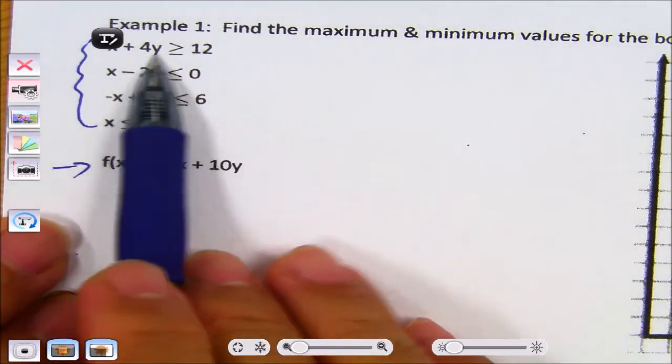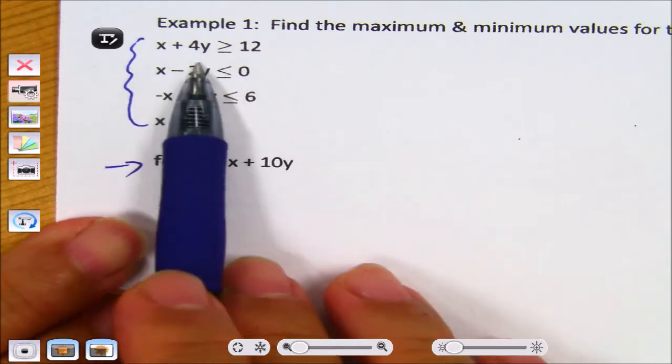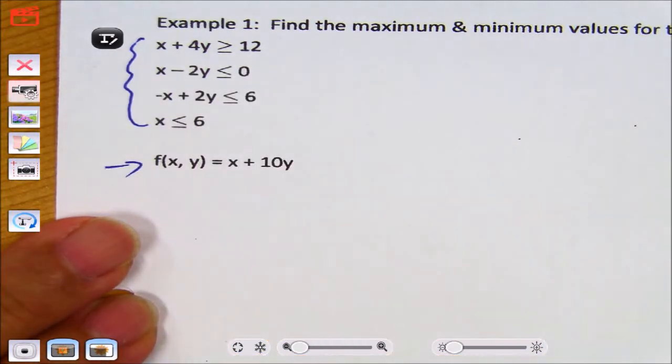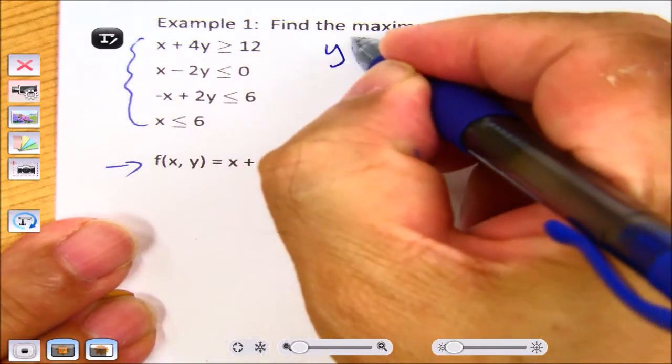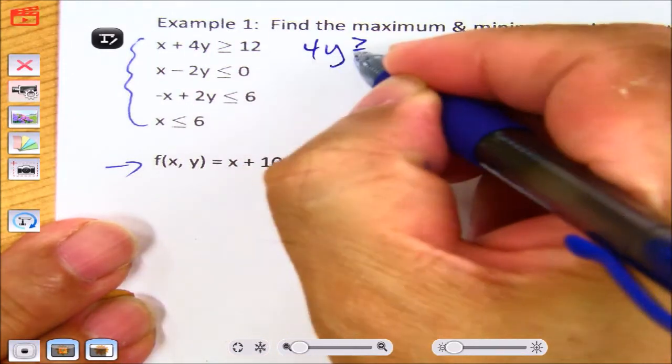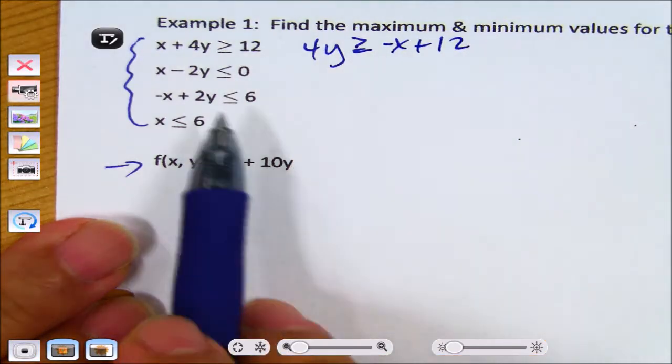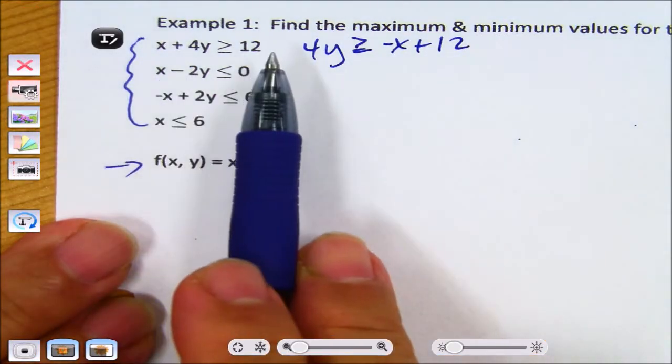So what I want to do is solve this for y, x plus 4y greater than or equal to 12. Solve that for y so I can graph it. Okay? So I'm solving that for y. I got 4y is greater than or equal to negative x plus 12. So all I did was move the x from the left side to the right side.